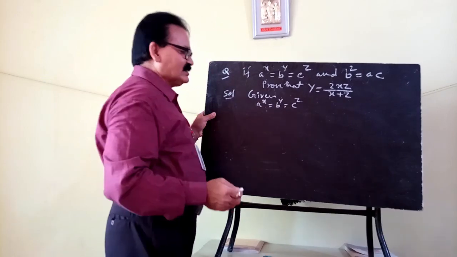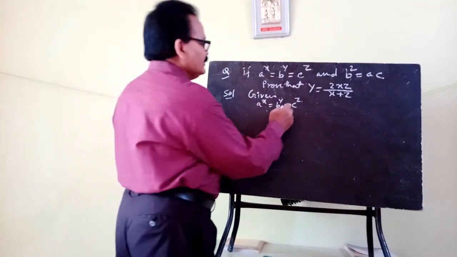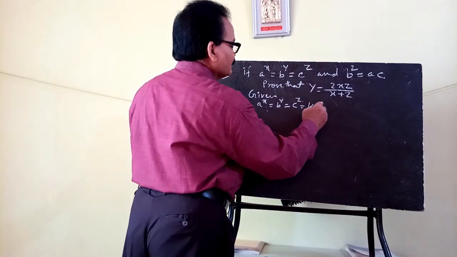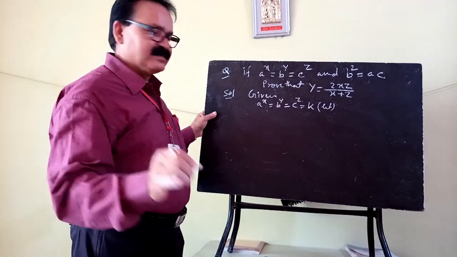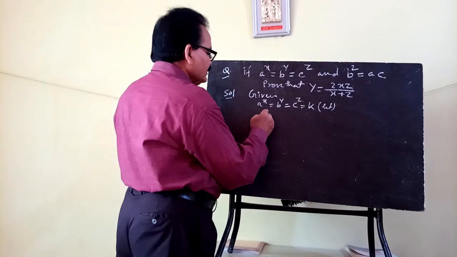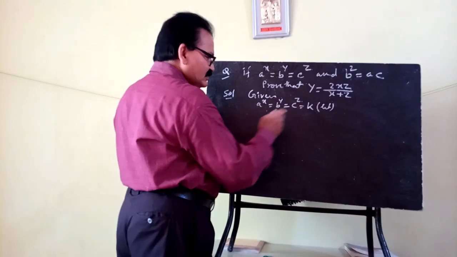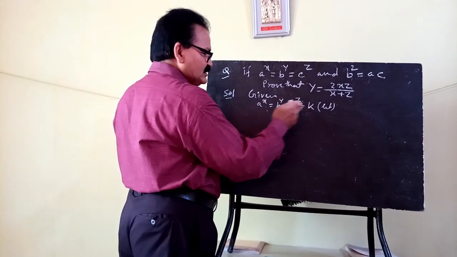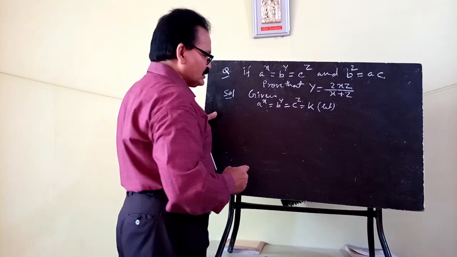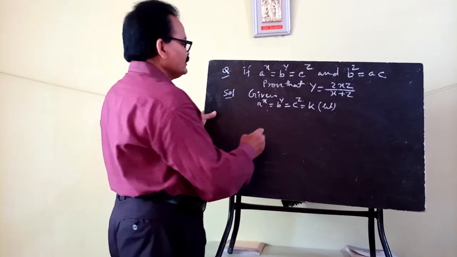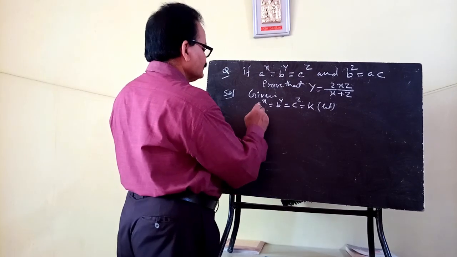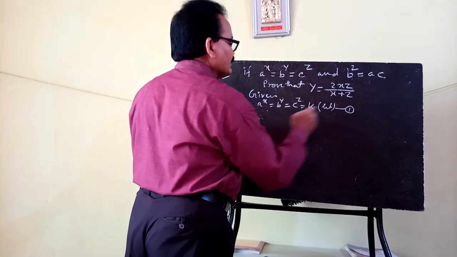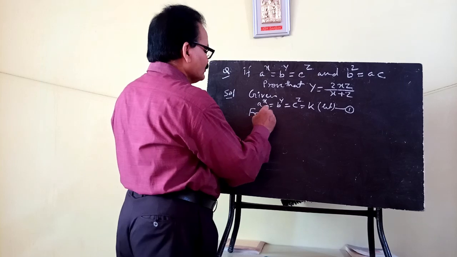Since all these three are equal in value, let the value be k. Okay, clear? Then that means a to the power x is k, b to the power y is k, and c to the power z is k. Okay, so that means in this case a will be equal to, you can write it as equation 1, from equation 1.